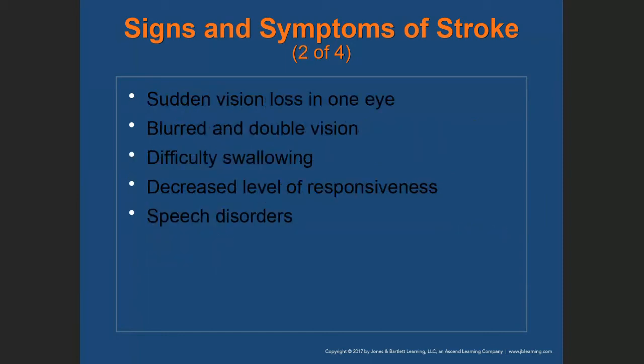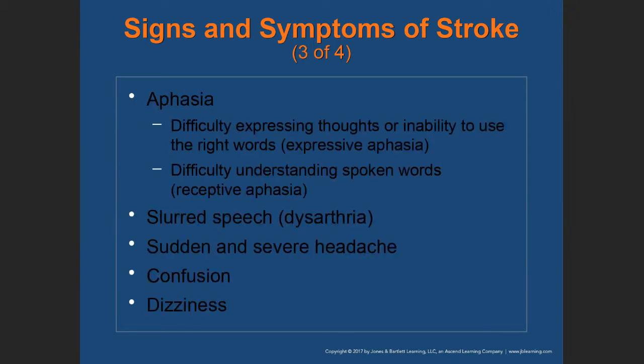There is sudden vision loss in one eye. They can have blurred or double vision, can have difficulty swallowing. They can have decreased level of responsiveness, can have speech issues, right? They can have issues with their level of understanding, how they interpret the speech. They can have issues with how they produce speech, how the speech sounds when it comes out. They can have issues naming objects, and they can be able to name an object but not be able to use the object. So there's a wide range of signs and symptoms that can occur with stroke patients.